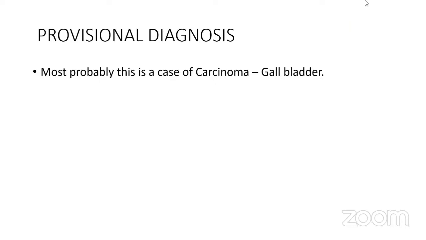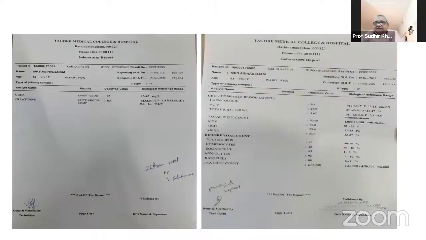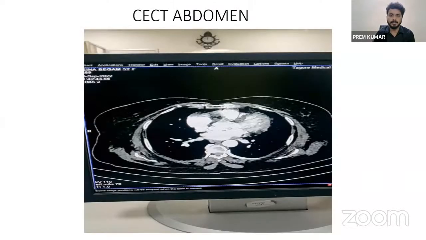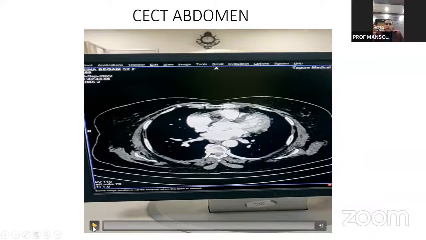So what do you find in ultrasound? Do you have the report with you? Yes, sir. Ultrasound, CT report. You show the pictures, Dr. Prem. So I have CT videos. So this is the CECT. What about the findings on ultrasound?